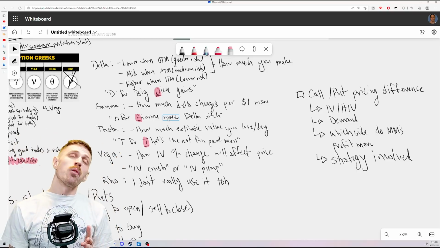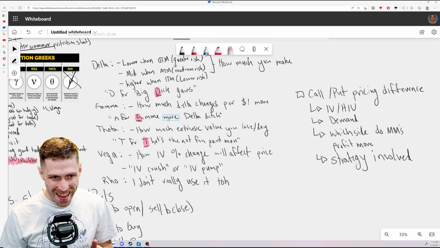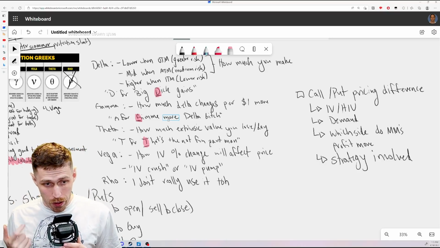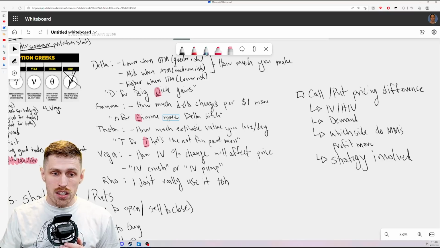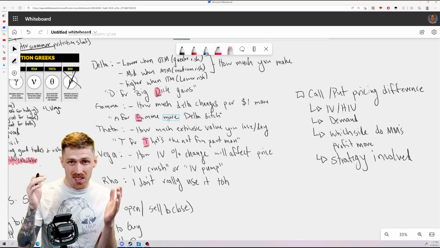Theta. This is everyone's worst enemy outside of IV crush, which is what we mentioned before. T for, that's not the fun part, man. Theta sucks. This is how much extrinsic value you lose per day. Remember we mentioned before extrinsic value representing time?